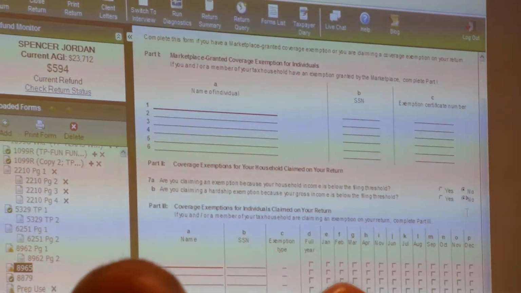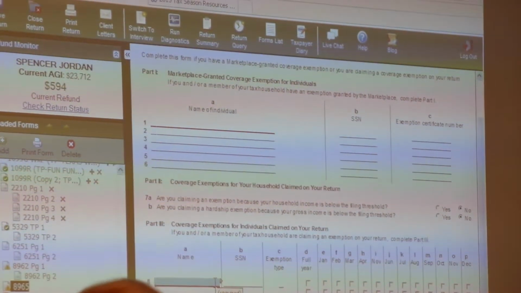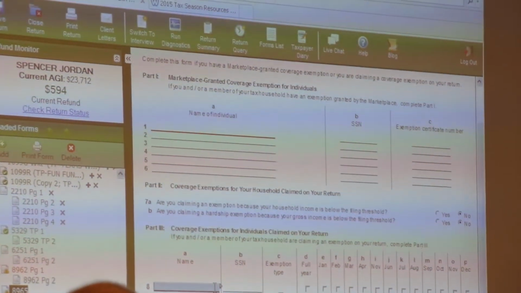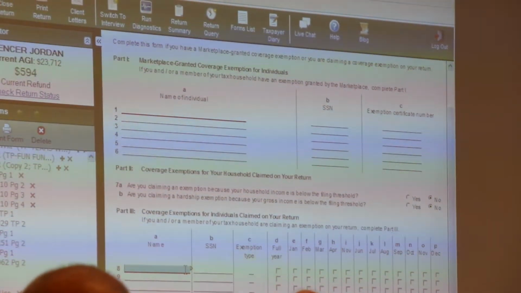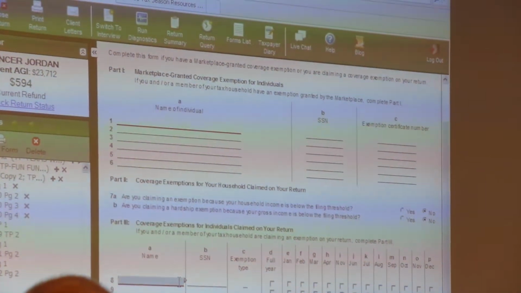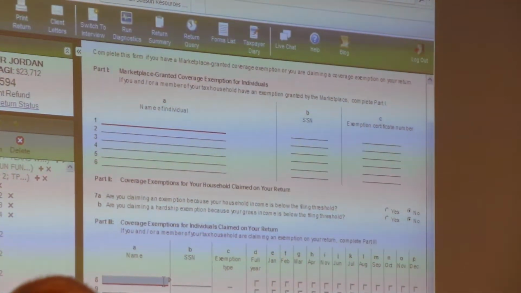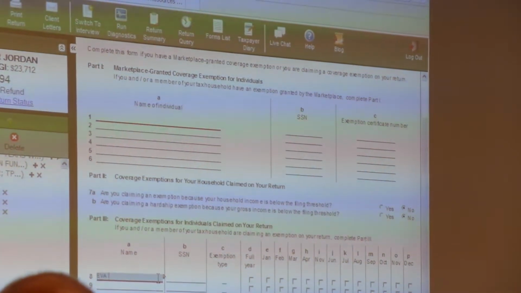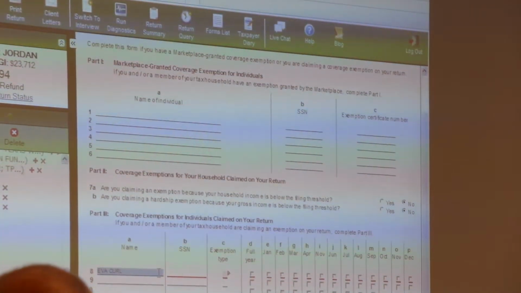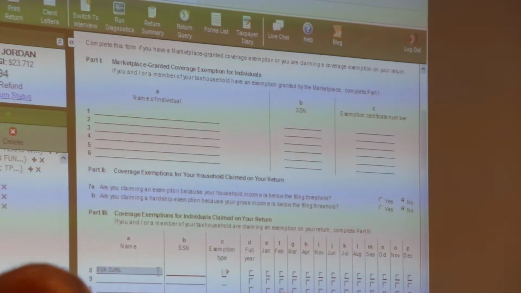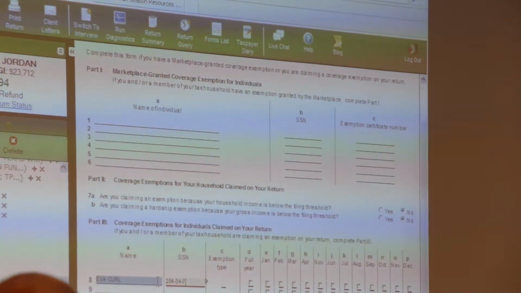And then part 3 is where we indicate the type of exemption that we're claiming for those who have an exemption in this household. And you'll remember that the girlfriend's daughter is the only one, I think, who had an exemption. And it was a short coverage exemption. So you enter Eva's name, her social, which is 203-04-34-7299.